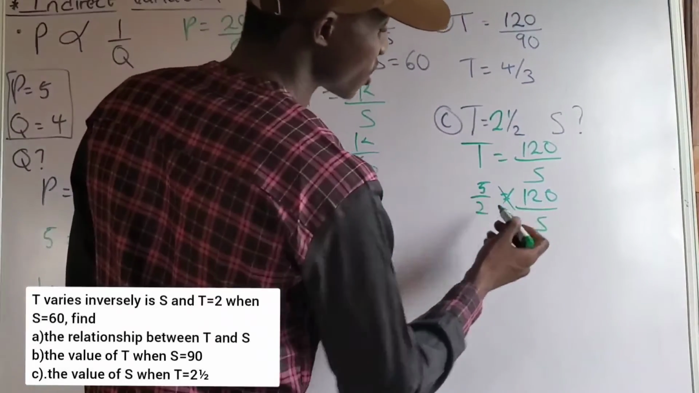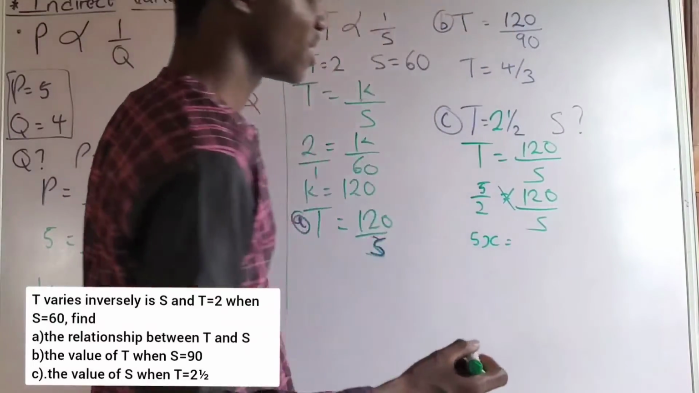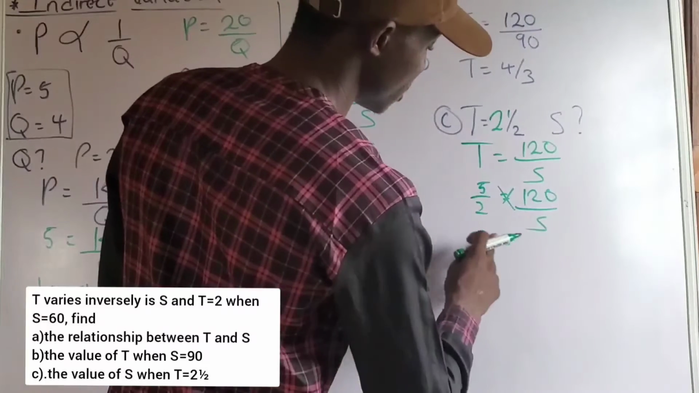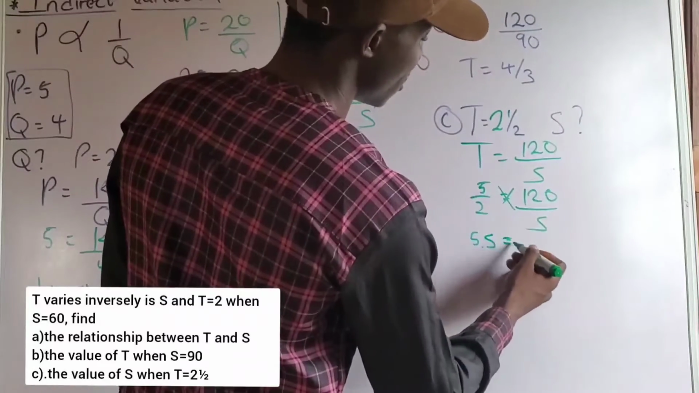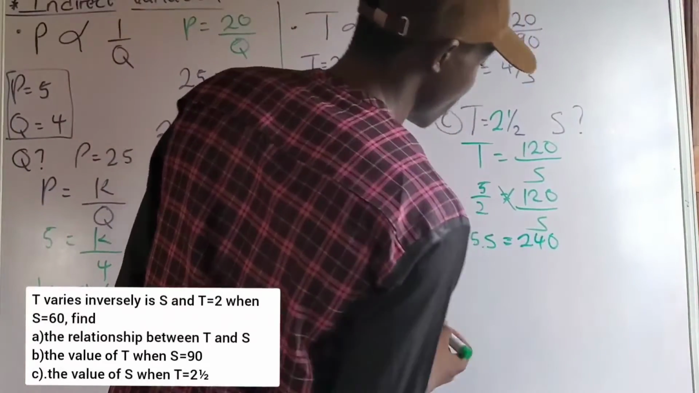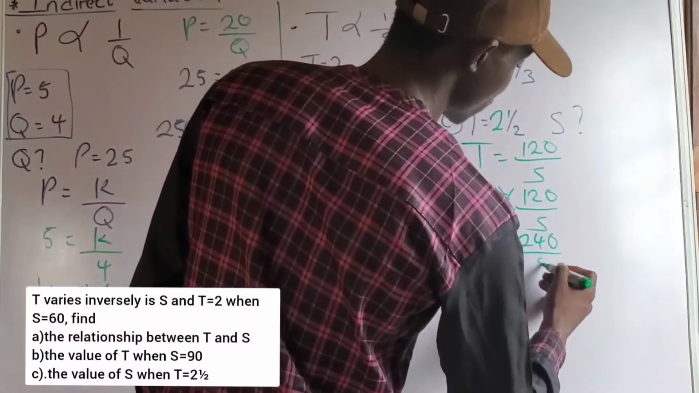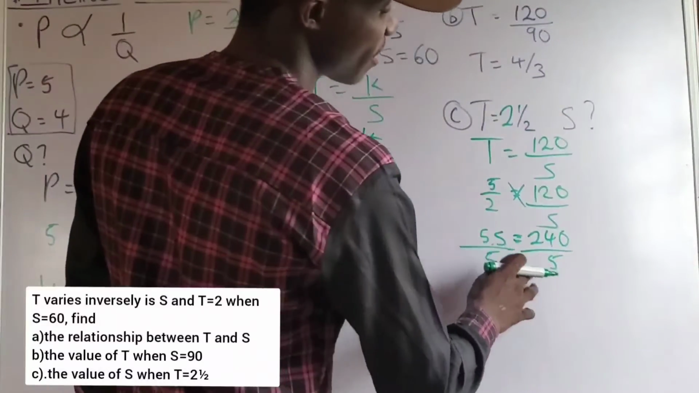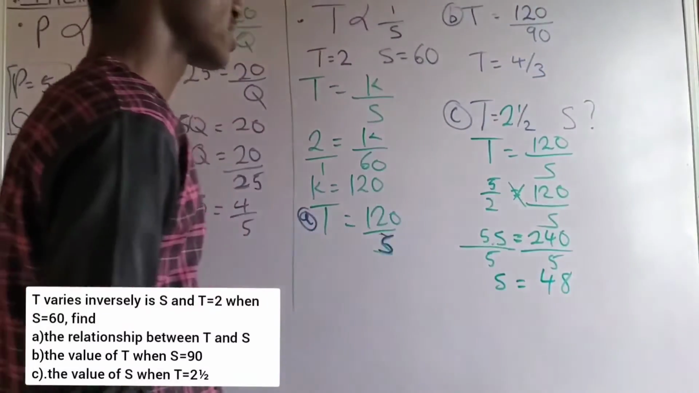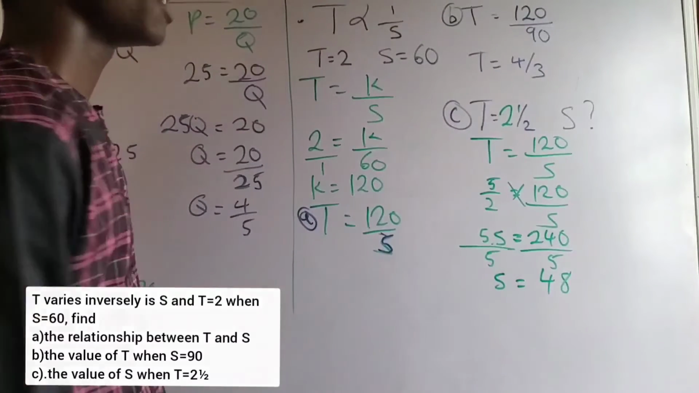So I can take the cross product from this side. I'm going to have 5 times S is equals to what? 120 multiplied by 2. 120 times 2 is what? This is S, not X. 120 multiplied by 2 is what? 240. So I'm going to have 240 here. So the next step is to divide both sides by what? 5. This over 5 and this over 5. Okay? 240 divided by 5 is what? 48. So I'm going to have S equals to 48. The final answer is 48. Okay? So the value of S when T is 2.5 is 48.